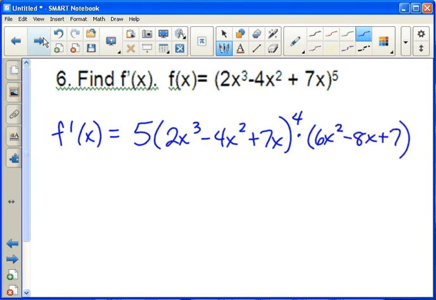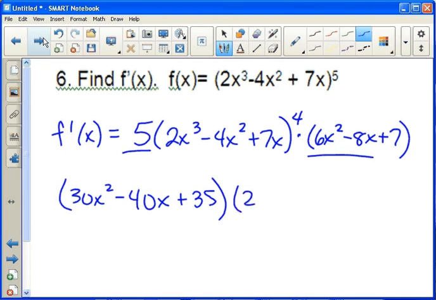So you could have 30x squared minus 40x plus 35 times 2x cubed minus 4x squared plus 7x to the fourth. So that would be the best answer. I would accept the one above that. It's not simplified, but this is the best answer.